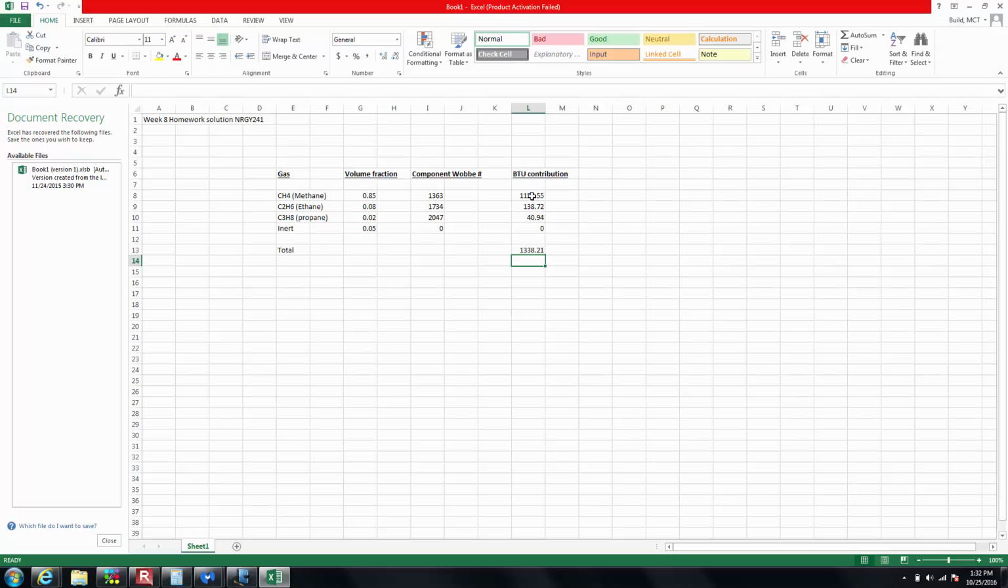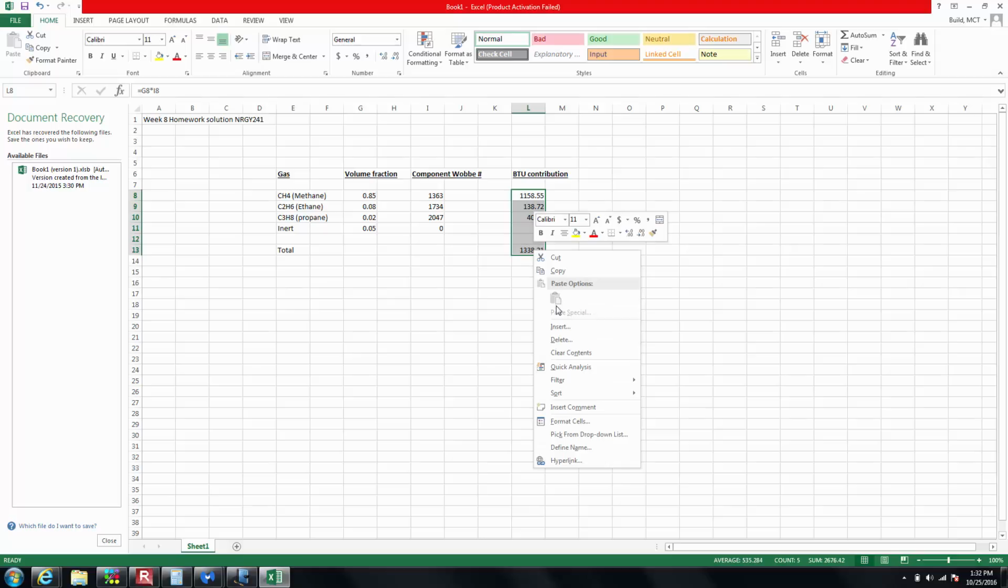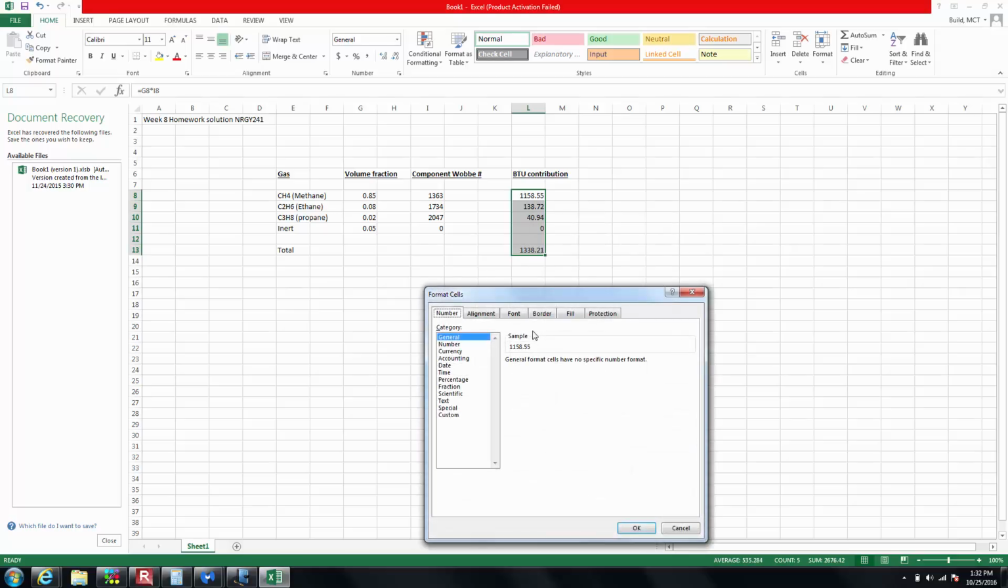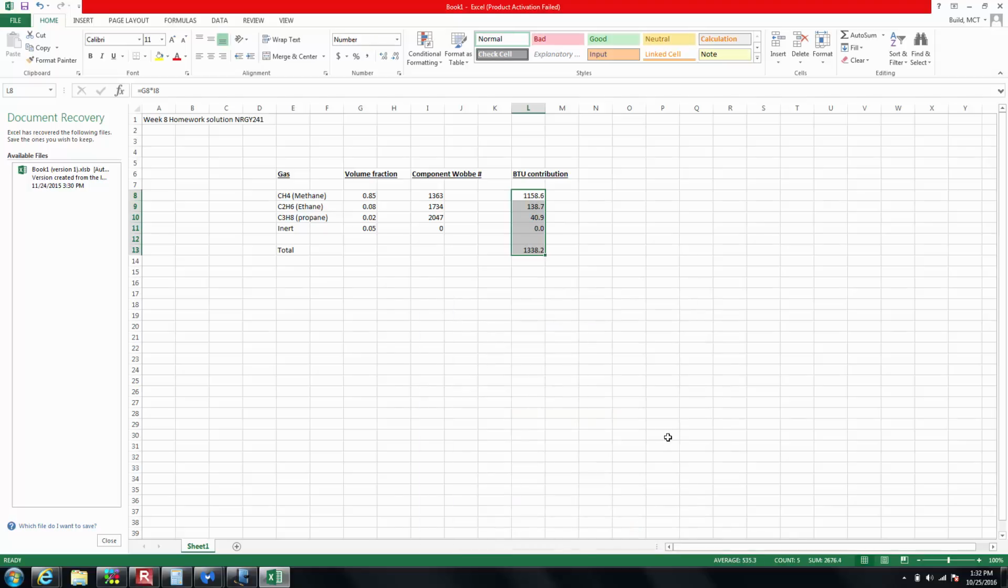And it looks like we're missing a little bit on our format here. By formatting these in this column to one decimal point, we get a little bit closer on our numbers. Not sure. Looks like Brian may have screwed up a little bit on his math.